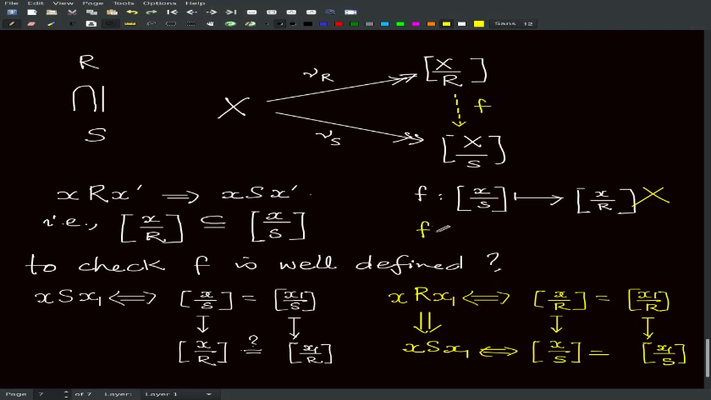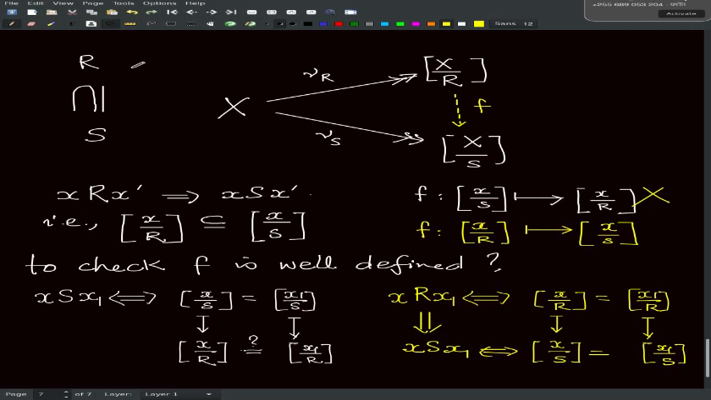So the equivalence class of X under R goes to the equivalence class of X under S. Okay? Now let's try and figure things out. This is a surjection. You are saying that this is bigger than this one. How is it possible? Let's try and think.